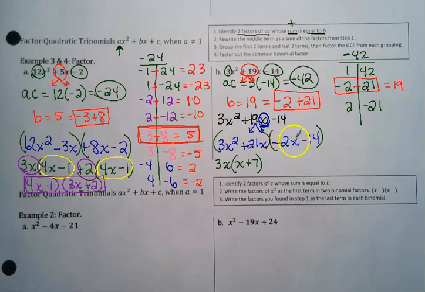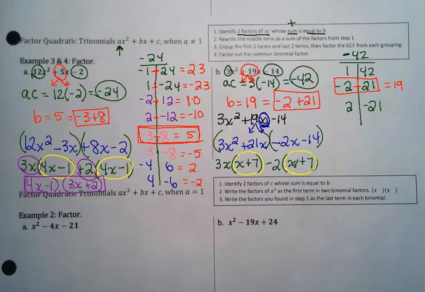Okay, so now I have negative 2x minus 14. Well, they have a negative 2 in common, so I can factor out that negative 2. Negative 2x divided by negative 2 is x. Negative 14 divided by negative 2 is a positive 7. Again, I've got this common binomial, x plus 7.